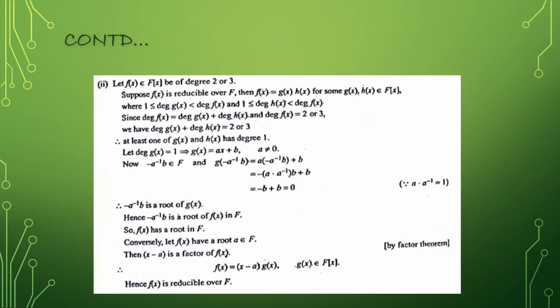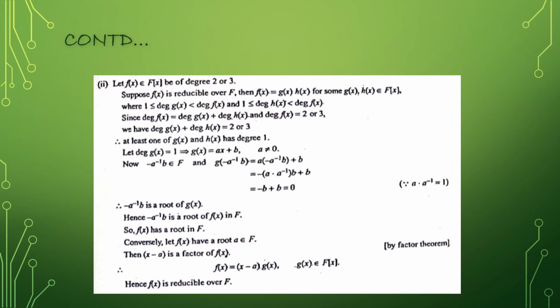Conversely, let f(x) have a root a belonging to F. If f(x) has a root, then I can say x minus a is a factor. If x minus a is a factor of f(x), by the division algorithm, I can say f(x) can be written as the product of the factor and the divisor, where g(x) belongs to F[x]. This is by the factor theorem, where the remainder is 0 here. Okay. So hence f(x) is reducible over F. So this is how the conclusion is.